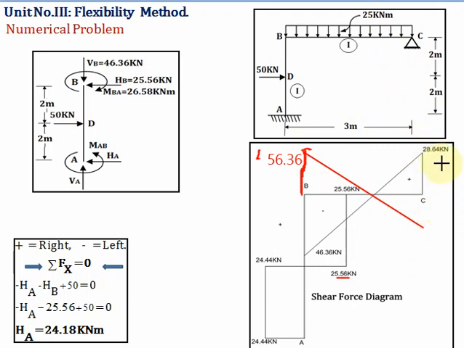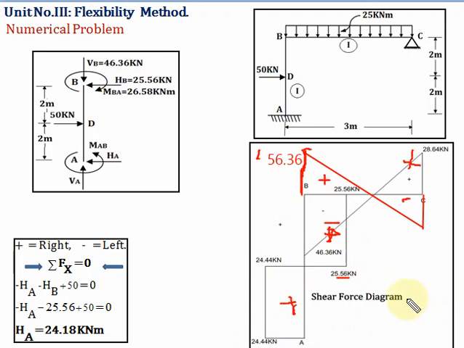And the vertical reaction at C is 28.64. So here again you have to close it like this. So this is the shear force diagram. By mistake I had drawn it like this. This is the shear force. So plus, minus. So this will be plus, this will be minus. So this is the shear force diagram. In this way it will be.